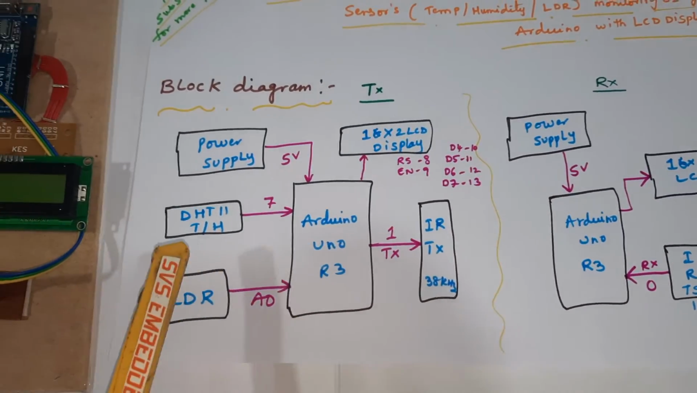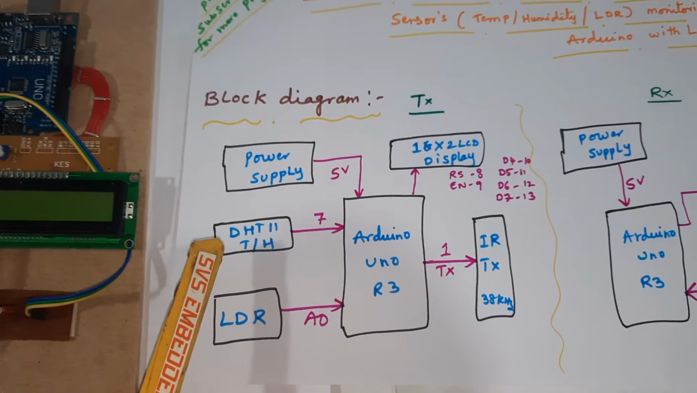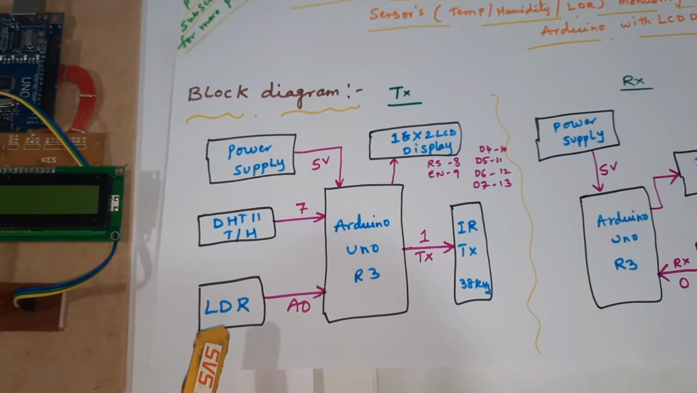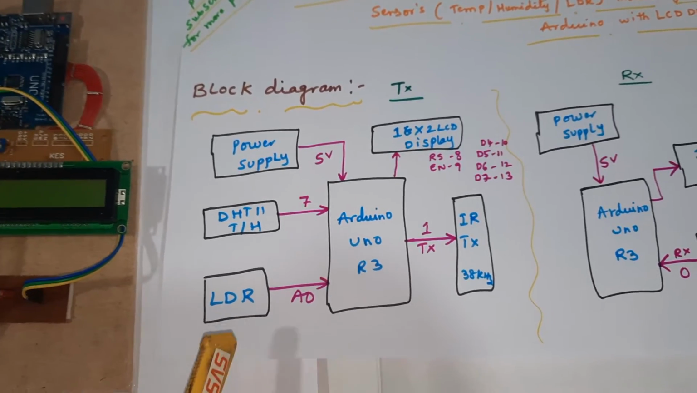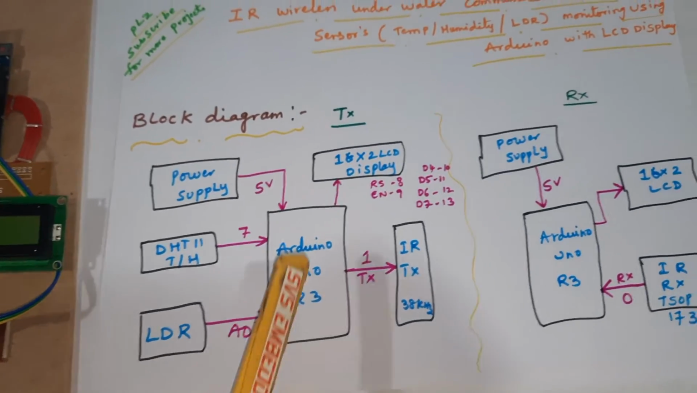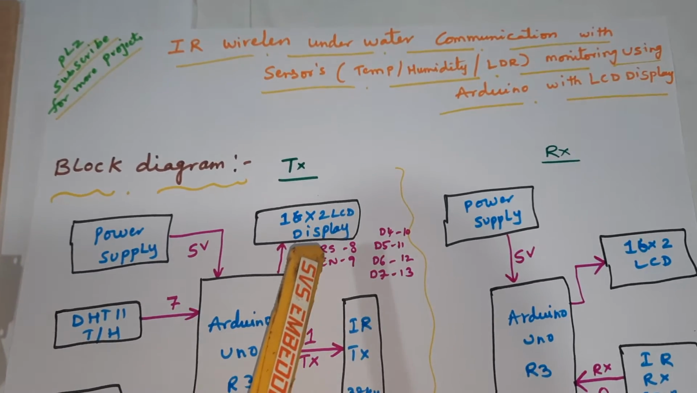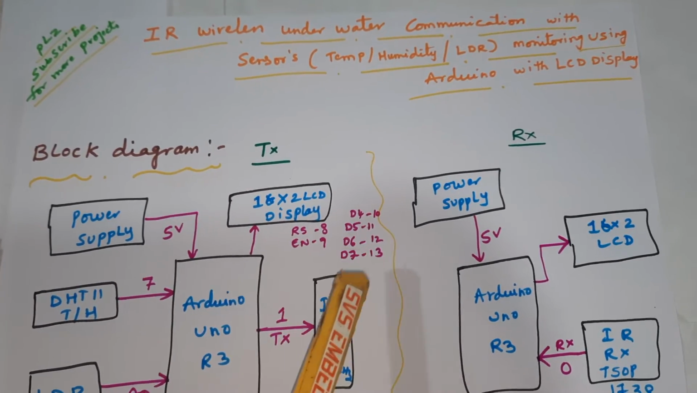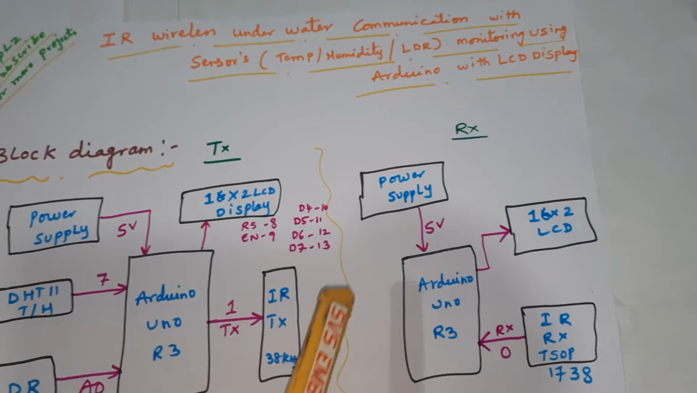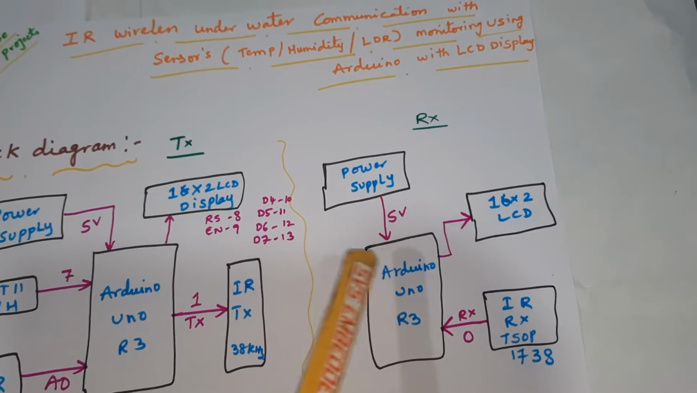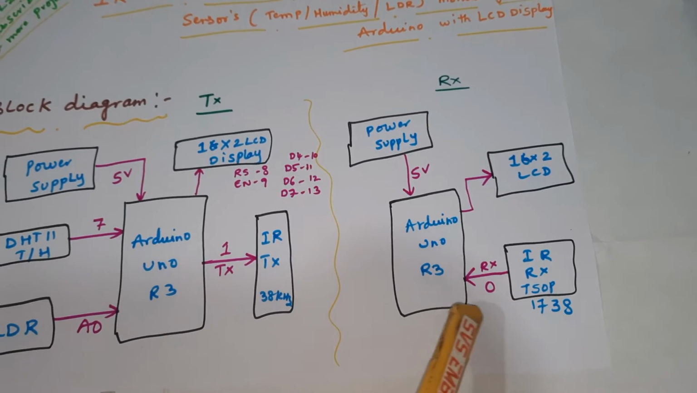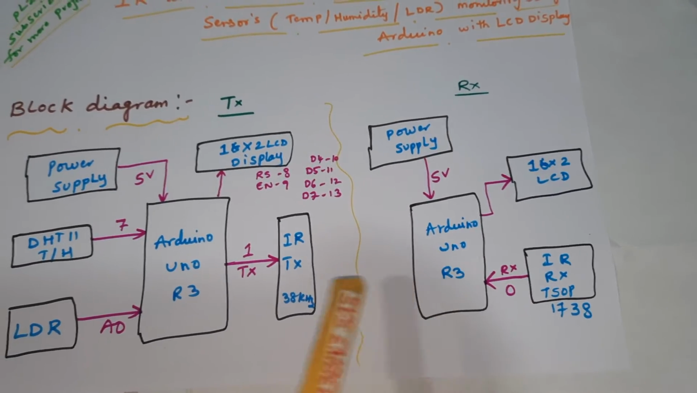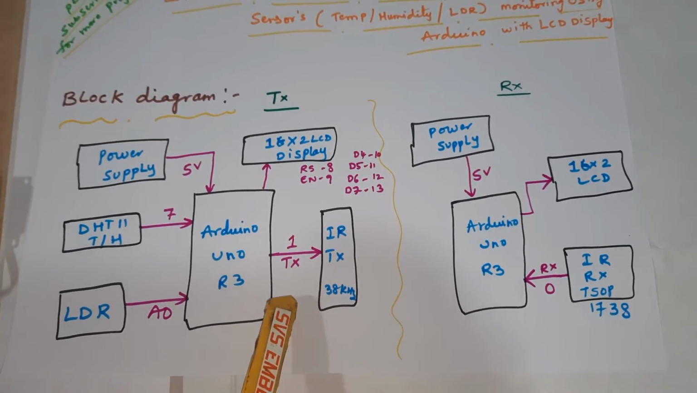Arduino Uno R3. Sensors are a DHT11 temperature humidity sensor and one LDR sensor, a light dependent resistor, for underwater lighting sensing, and a 16x2 LCD display enabled on D4, D5, D6, D7, 8, 9, 10, 11, 12, 13, with a 5 volt power supply. The receiver TSOP1738 is connected to pin 0, and the transmitter is connected to pin 1.